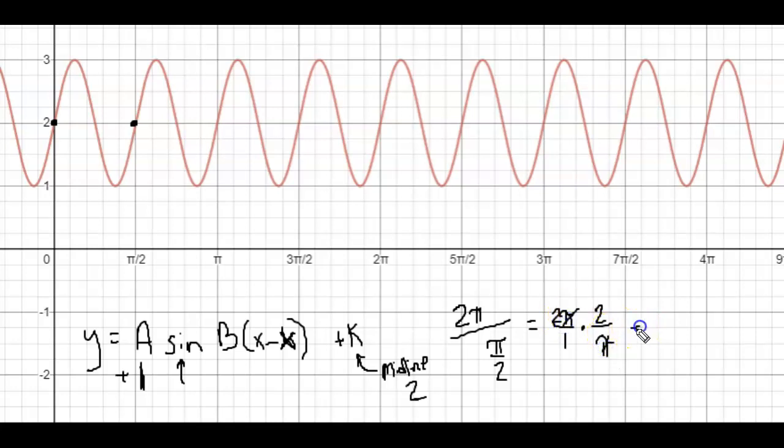So the pi's will cancel out, and that means that our angular speed is 4 radians per second. So that tells me that b is going to be 4. Now I can actually write the equation that goes along with this graph. It's going to be y equals 1 sine, and the 4 per second, and it's just x because I didn't shift it to the left or right any, but we did bump it up to 2. So it's y equals sine of 4x plus 2.